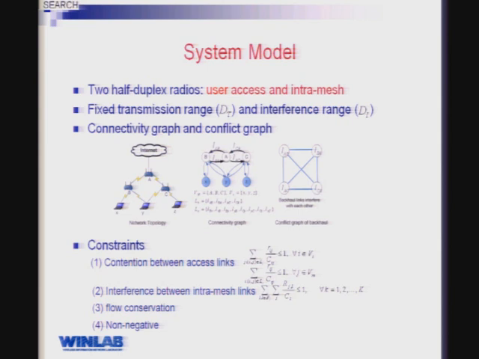First of all, there is contention between access links. Second, there is interference between intra-mesh links, which requires the channel utilization of all links in a maximum clique to be no greater than one. Also, we need to consider the flow conservation constraint. And last, the bandwidth allocation vectors should be non-negative.